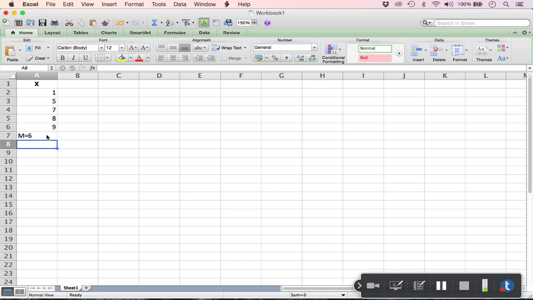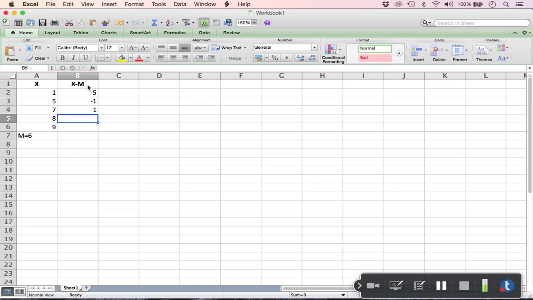So our first step is that we want to take the mean or the average. So we'll simply add those up and divide by 5, and we end up with an average of 6 in this case. So our next step is we want to subtract that mean of 6 from every single score. So I'm just going to label this column X minus the mean.